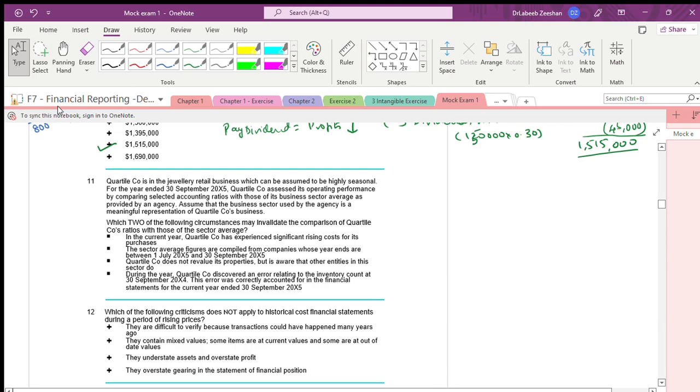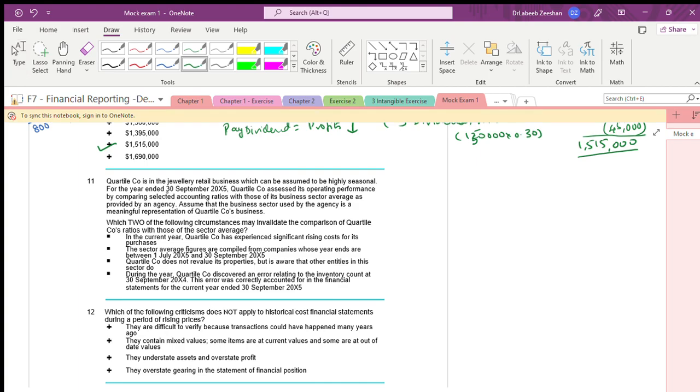Quartile company is a jewelry retail business which can be assumed to be highly seasonal. For the year ended 30th September, Quartile will assess the operating performance by comparing selected accounting ratios. This is the ratio analysis, okay? I will explain, no problem. With those of its business sector average as provided by the agency. Assume that the business sector used by the agency is a meaningful representation of Quartile company's business.